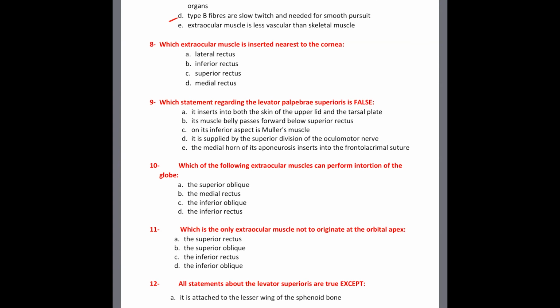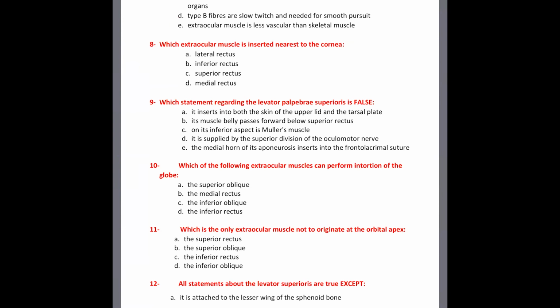Number C, extraocular muscles contain large numbers of specialized sensory and proprioceptive nerve endings, such as muscle spindles and Golgi tendon organs. What do you think of this one? Yes, this is absolutely true for proprioception. Number E, extraocular muscles are less vascular than skeletal muscles. What do you think of this one? It says wrong. False. This is absolutely false.